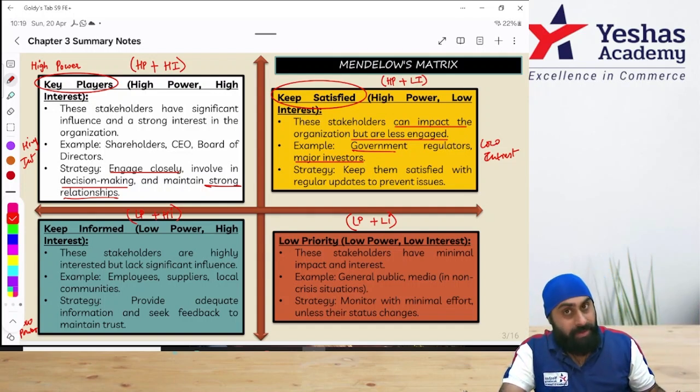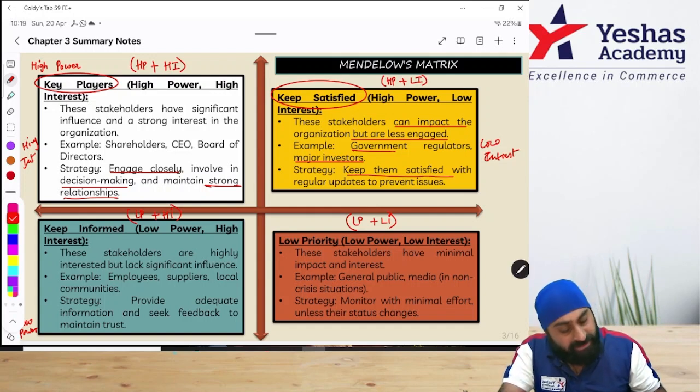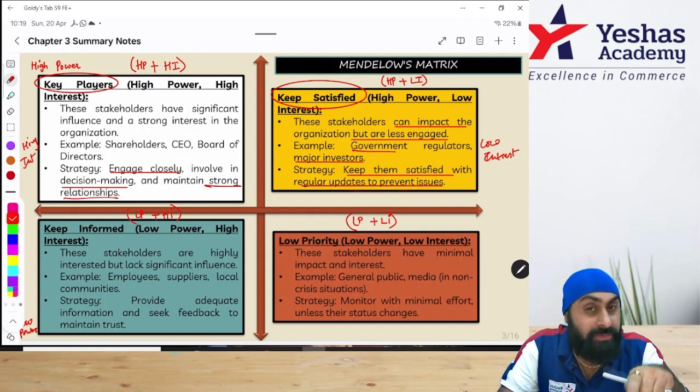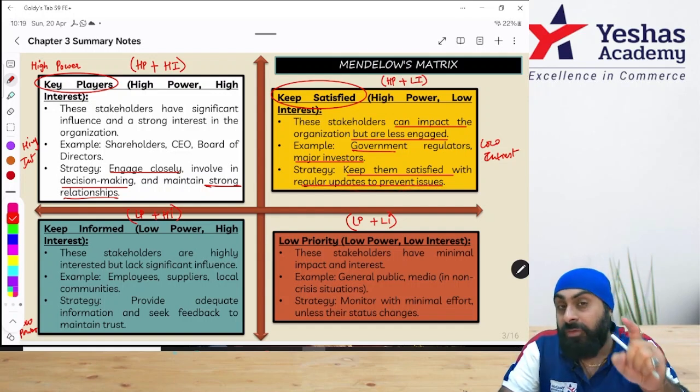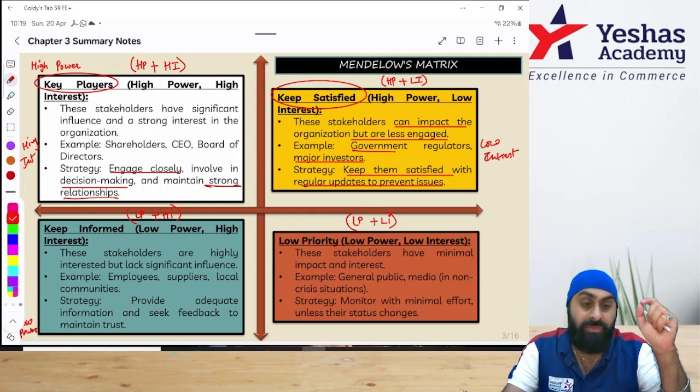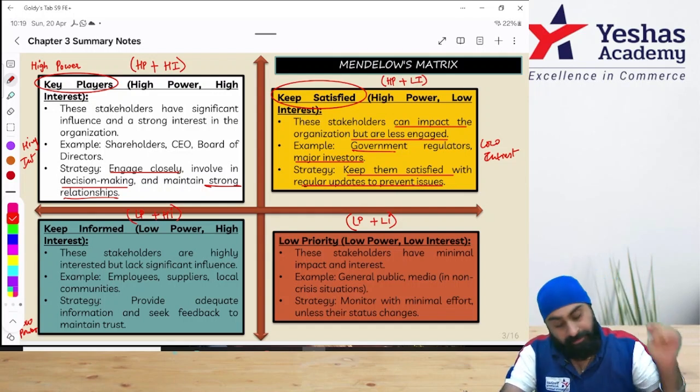What is the main purpose? What should we do as a strategy? We need to keep them satisfied with regular updates to prevent any issues because they have too much power. They can close down our business if we don't keep informing them of things. So therefore, there is a reason that you need to keep on informing them.